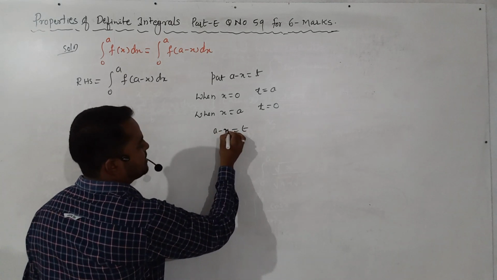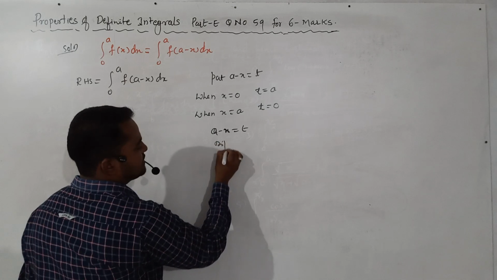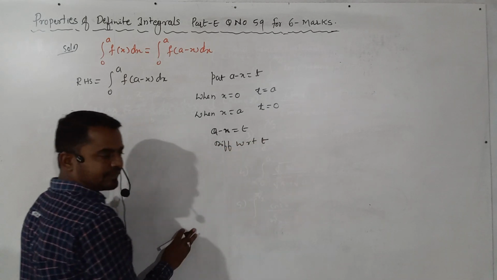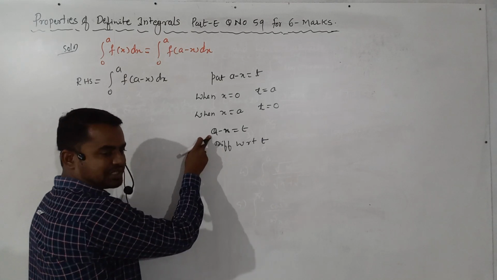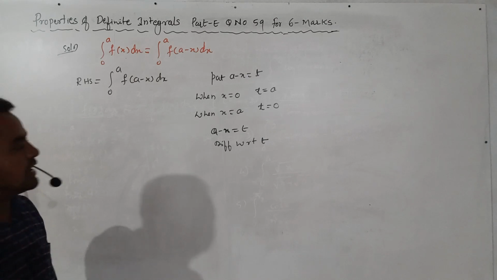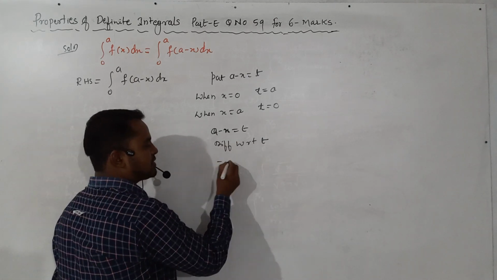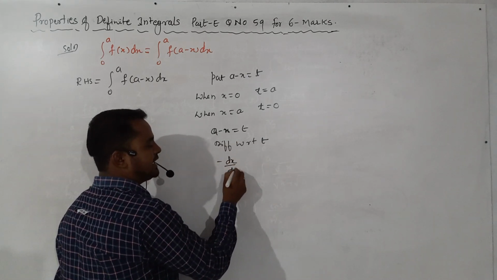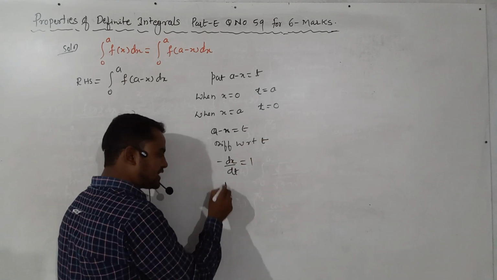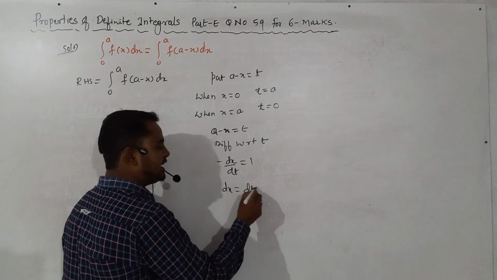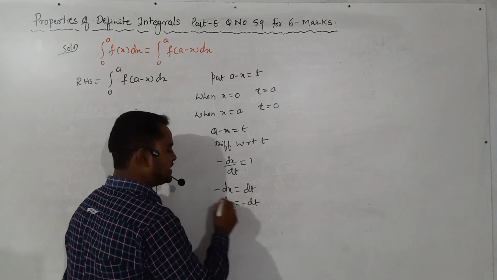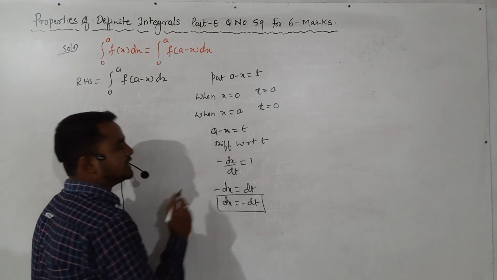Now again I am taking this one, a minus x is equal to t. Once more, one time again. Now differentiate this with respect to t. The derivative of a is zero, since it is a constant, not necessary to write. The derivative of x with respect to t is minus dx by dt. The derivative of t with respect to t is 1. So dx is equal to minus dt.